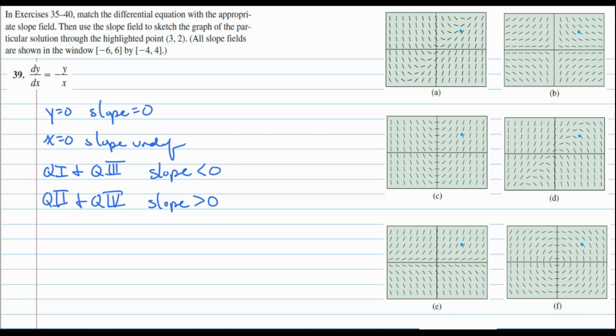I like looking for horizontal tangents first. So horizontal tangents occur across the x-axis in this case, where y equals 0. So A's out, B is possible, C's out, D's out, E is possible, F is out. So we've got B or E. In quadrants 1 and 3, we have negative slopes. In 2 and 4, we have positive slopes. So it looks like B, and if I look at E, I have positive slopes in 1 and 2, and then negative slopes in 3 and 4. So B is definitely our answer.